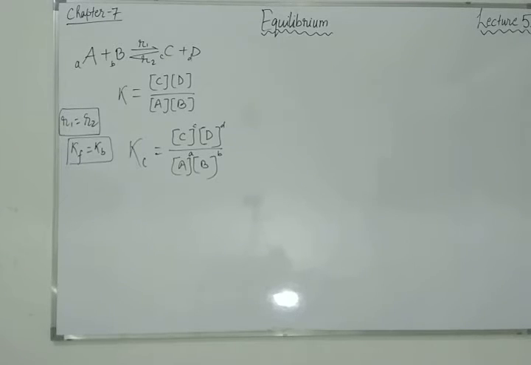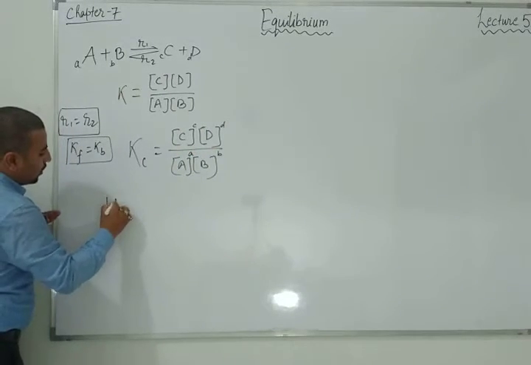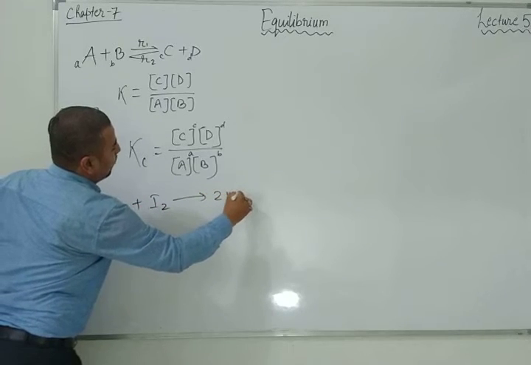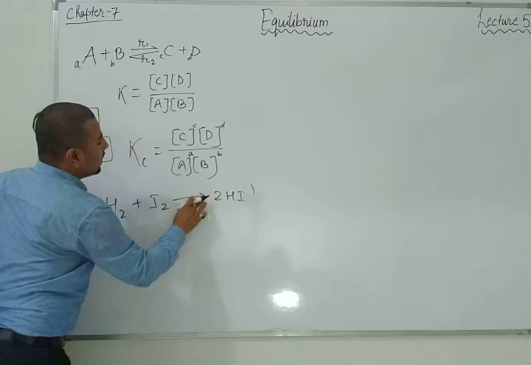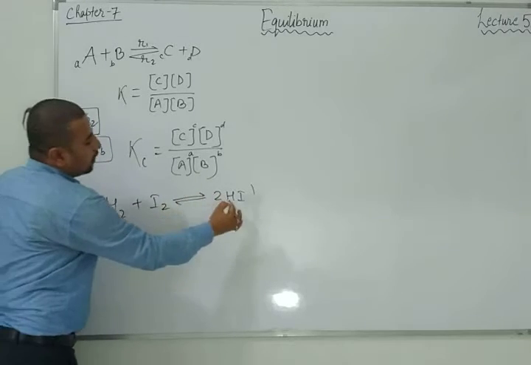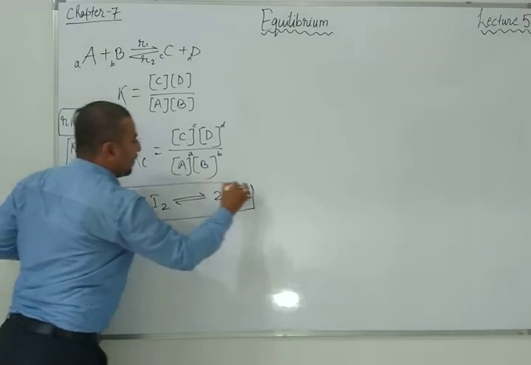Now let's discuss how to write these reactions. Suppose hydrogen and iodine give you 2HI. This is a chemical equilibrium reaction, meaning H2 plus I2 gives 2HI, and 2HI gives H2 plus I2. This is an equilibrium reaction.